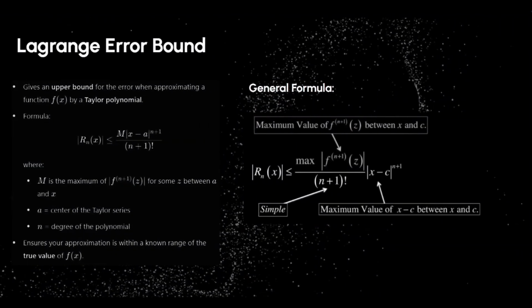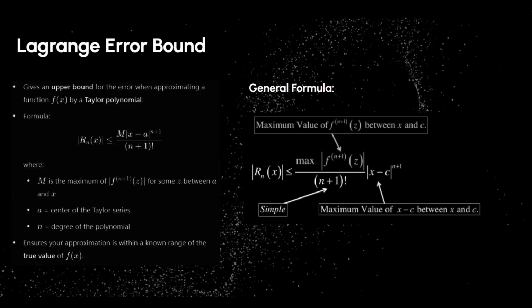Alright, so I will be talking to you about Lagrange error bounds. This is basically used when the series is not alternating. An alternating series is one that goes from positive to negative, and you can usually tell if it has a minus 1 to the power of n plus 1 in it. But this is used if it's not alternating.